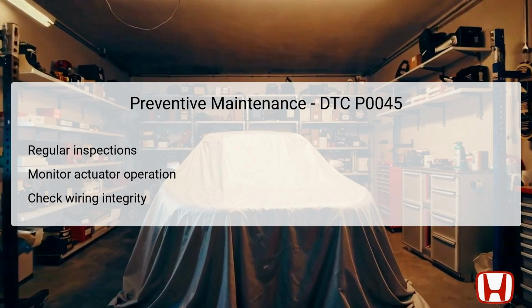Preventive maintenance is key in avoiding issues related to the Turbocharger Wastegate Control Actuator and the associated DTC P0045. Regular inspections of the turbocharger and its components can help identify any potential corrosion or wear before they develop into more significant issues. Additionally, it is prudent to monitor the operation of the actuator regularly as part of routine vehicle maintenance. Observing its performance can indicate early signs of malfunction.